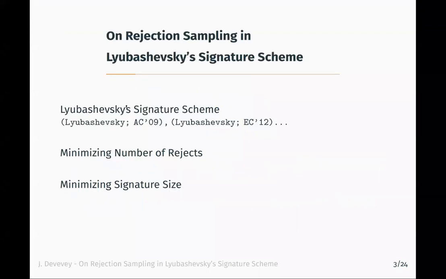So I'm going to briefly recall the signature scheme. Then I move to how we minimize the number of rejects, so how to optimize the runtime. And then I'll show you how to minimize the signature size.